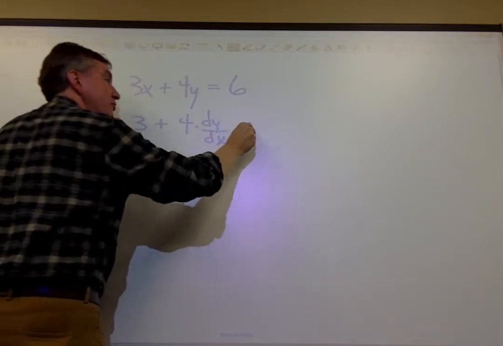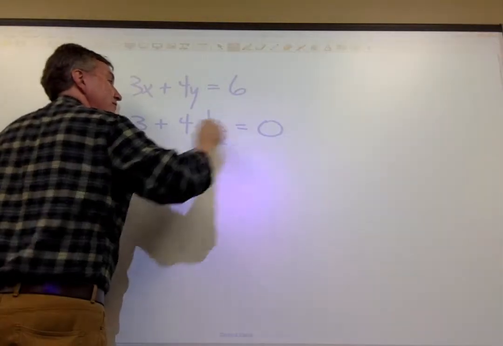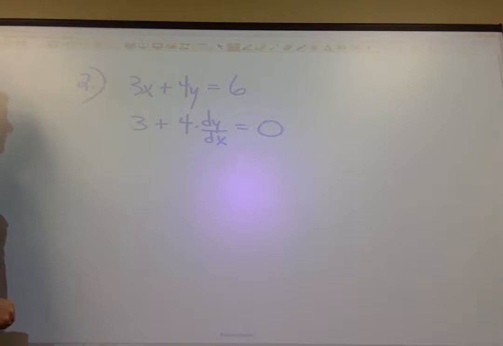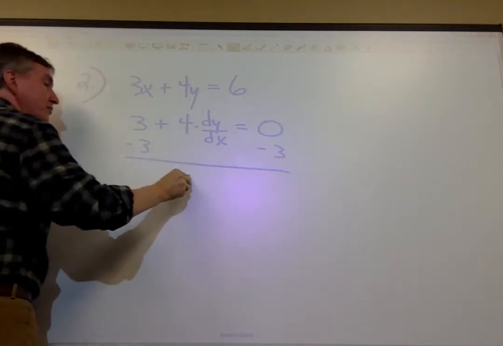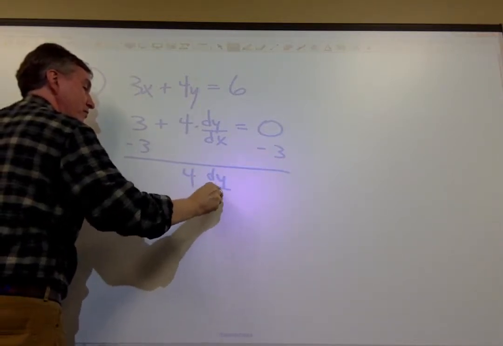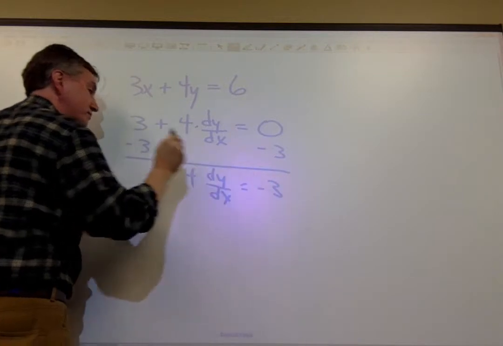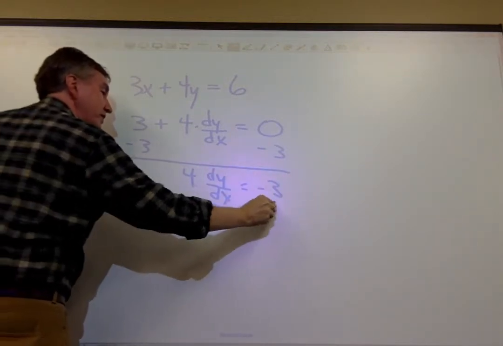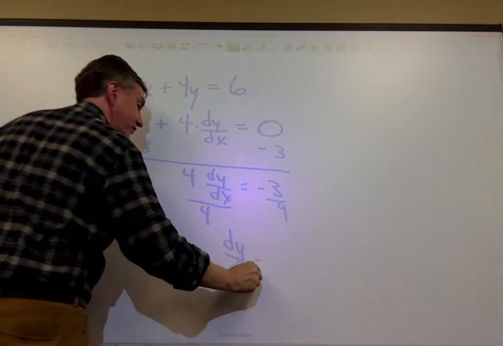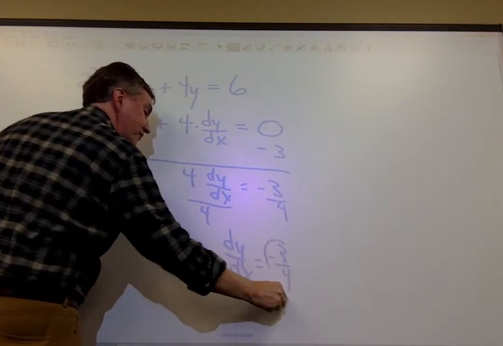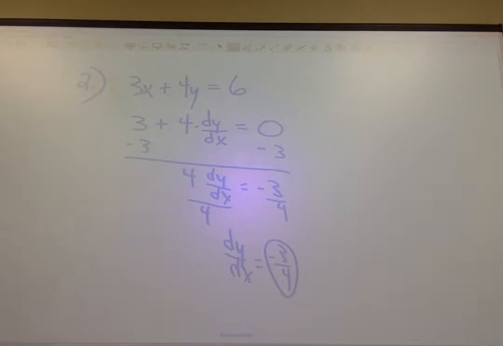Okay? 4 dy dx. Because the derivative of 4y is 4, but the derivative of that y expression, whatever it is that I don't have, is dy dx. Okay? Equals what? Derivative of 6 is 0. Solve for dy dx. What is my derivative? How do you like that? Okay.